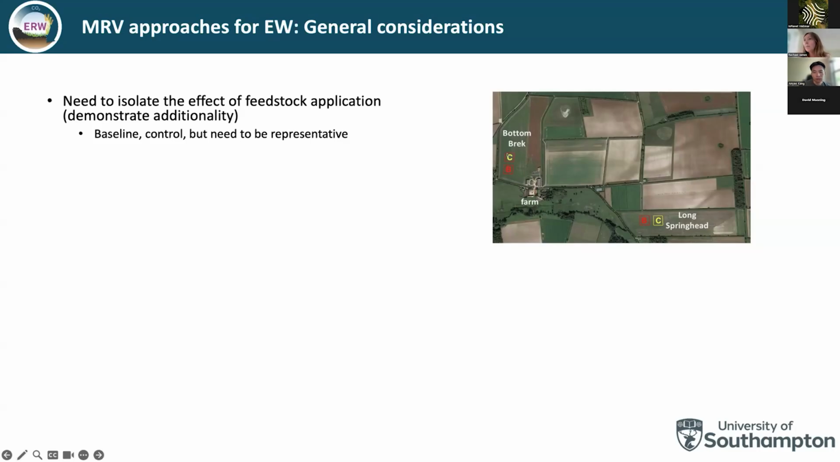And you can see we have control plots in yellow and plots to which we applied our basalt treatment in red. And that's generally effective, but of course those control plots need to be representative of what is going on in the plots to which we apply the feedstock. We also, as I already alluded to, need to overcome fairly large scale spatial and temporal heterogeneities that we experience in these agricultural systems.